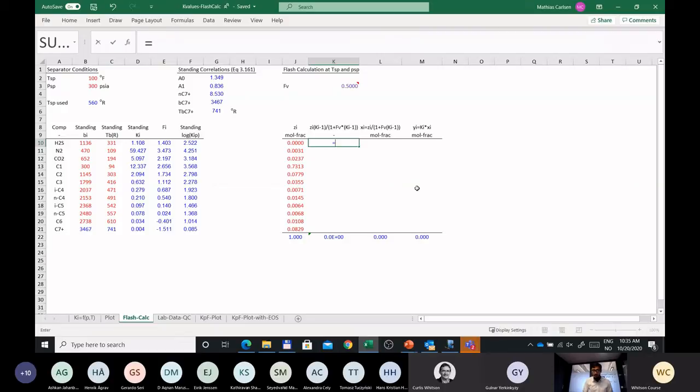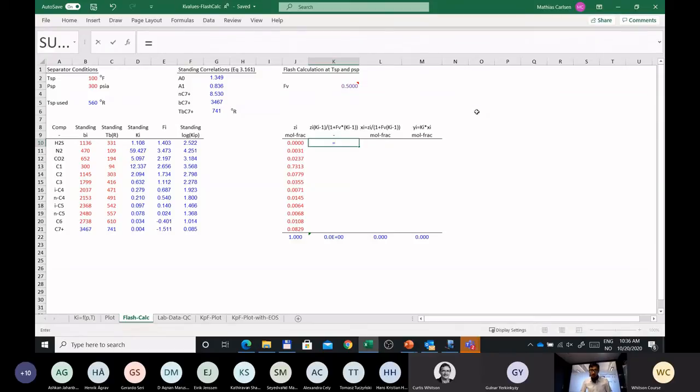Yeah, so let's just calculate this. Just before we start doing the calculation, I want to let you know that these separator conditions, separator pressure and temperature, are from this gas condensate PVT report, because the gas condensate sample is actually a surface separator sample. So these are the separator conditions at the time of sampling for that particular sample. Okay, so let's do this together.